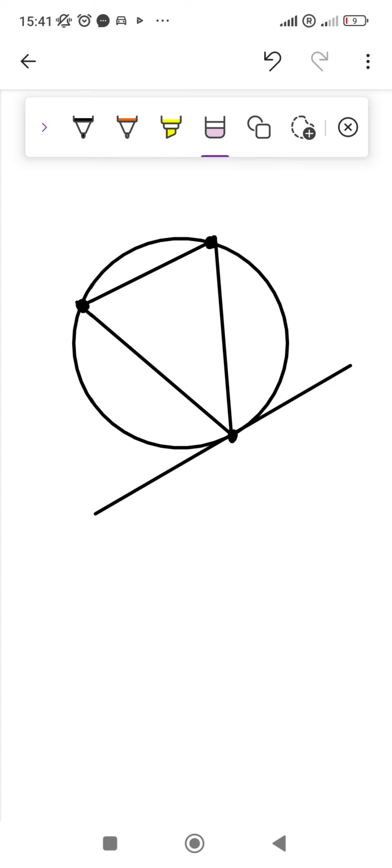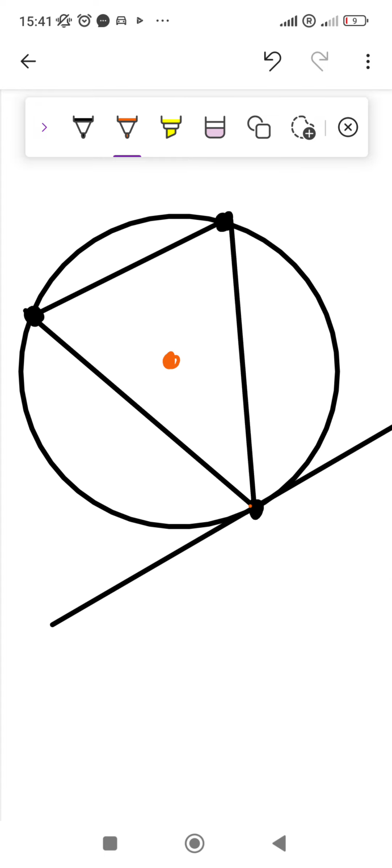In order to do the proof, we start by doing a construction. And the construction that we're going to do is we're going to draw a diameter. So let's just zoom in a bit. I'm going to draw a diameter. So from here to here.